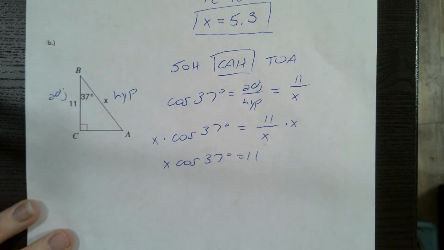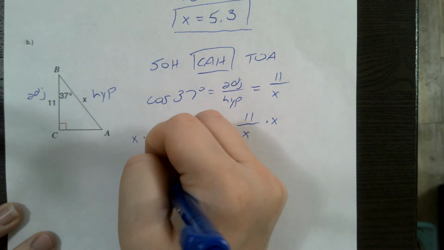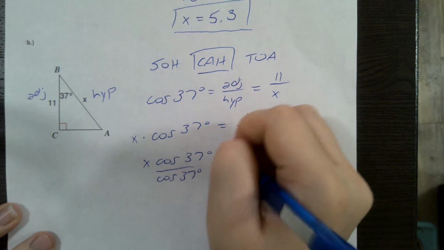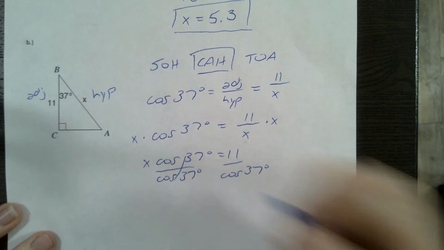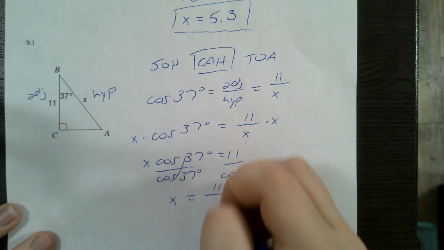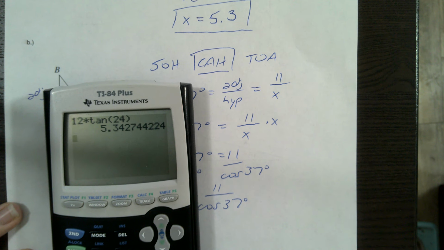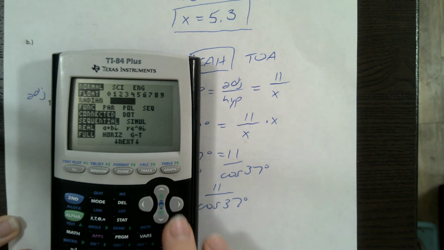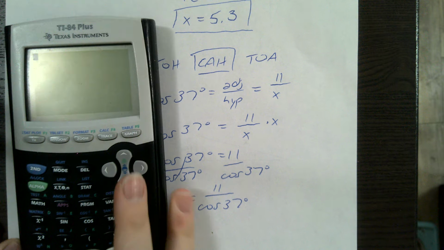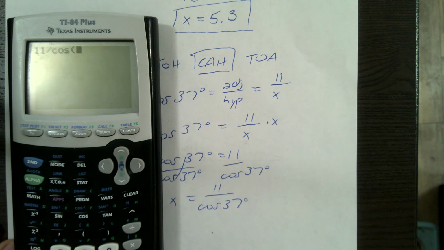And now keep in mind, we're still trying to get that x by itself. So we're going to have to do another step here. Now we divide both sides by cosine of 37. Almost the same as the last problem, just one more step to get that x by itself. So these are going to cancel out, and my x will give me 11 over cosine of 37 degrees. I'm going to put that into my calculator, which is already set to degrees. If your calculator is not set to degrees yet, make sure you do that first. Again, you go to mode, down to the third row into degree. So I'm going to enter 11 divided by my cosine, the button right here, of 37.